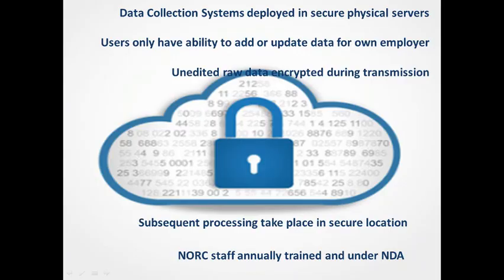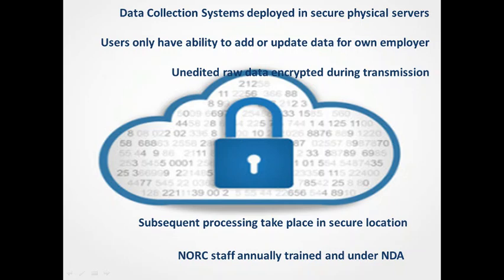The Component 2 data collection systems, both the online form and the data upload process, are deployed in secure physical servers. Access to the Component 2 EEO-1 online filing system is secured through a multi-tiered user authentication process, which prevents unauthorized access to the data collection systems. Once inside the filing system, users only have the ability to add or update data for their own employer.